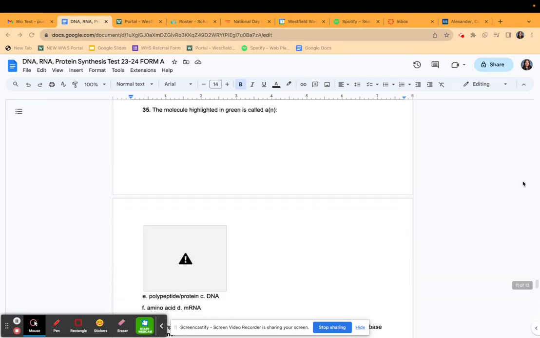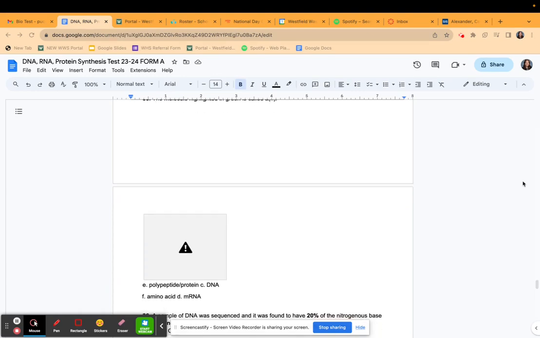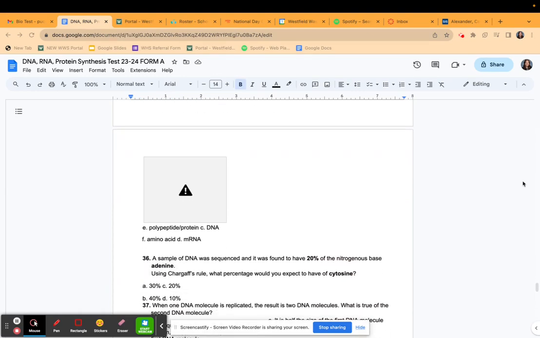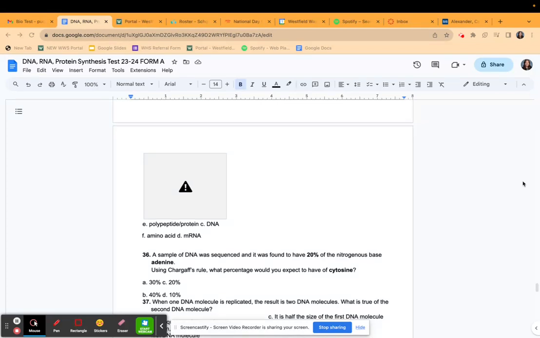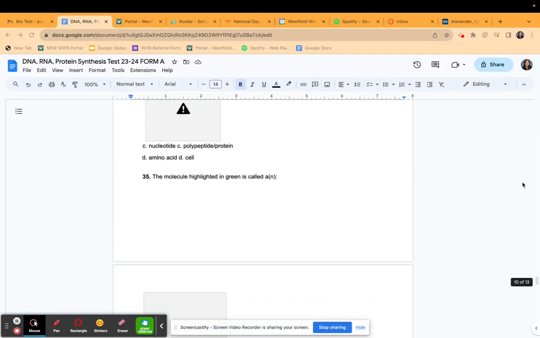35. The model or the molecule highlighted in green is called a polypeptide/protein, amino acid, DNA, or mRNA. Similar to the last question, double check to make sure on your paper copy of the test that you have the right correlated letter with the correct answer that you would like to choose for number 34 and 35.